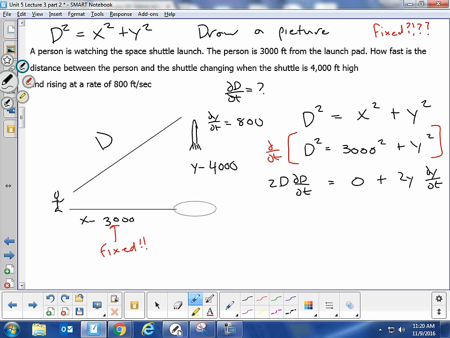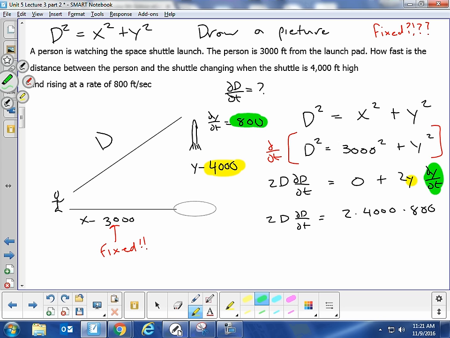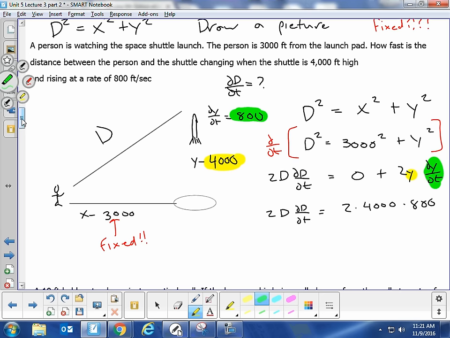Okay? Now I'm finding dD/dt. So I have dD/dt and D here. I have y. Well, the specific moment is when y is 4,000. And dy/dt, I was told, is 800. So here's 4,000. Here's 800. But I have a d still. And just like my quiz last class, I want an answer in terms of a number. So there's this extra step that I have to do. What would be the extra step?